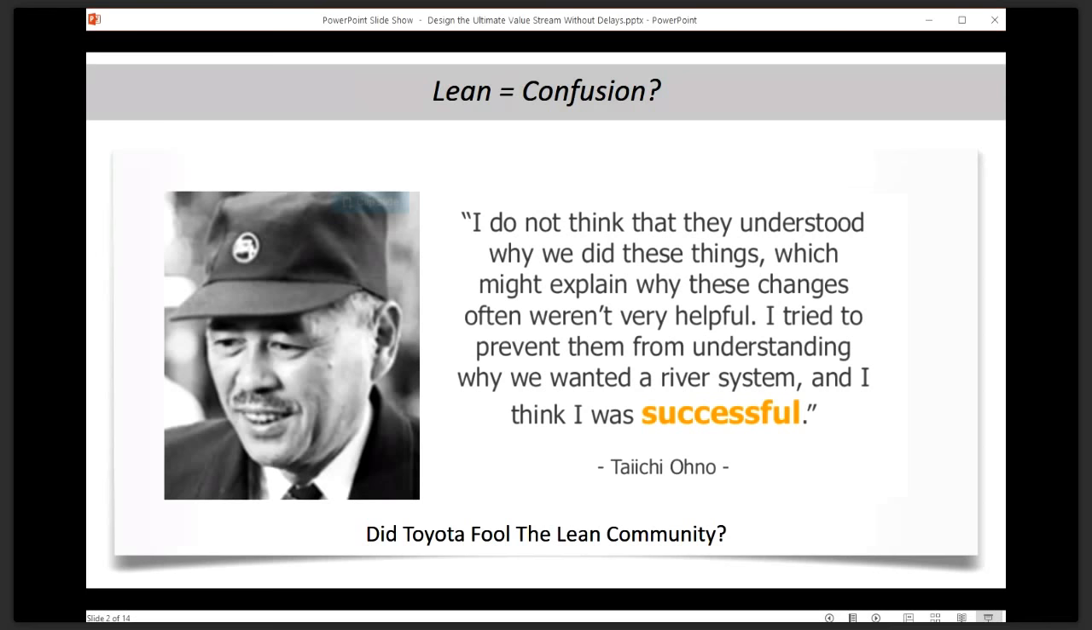But if you just do a Google search on the phrase I have here at the bottom of the screen, did Toyota fool the lean community? Just do a Google search on that, and it'll come right to the top of the list, and you can check out this interesting presentation. Yeah. But look at it as a provocative statement rather than a statement of fact.